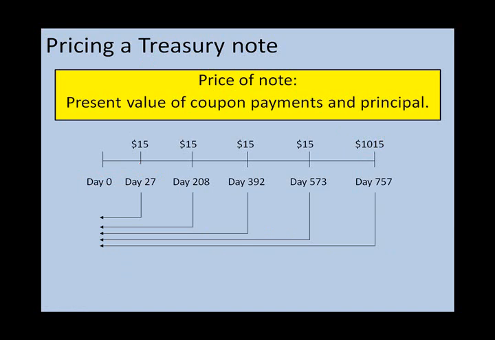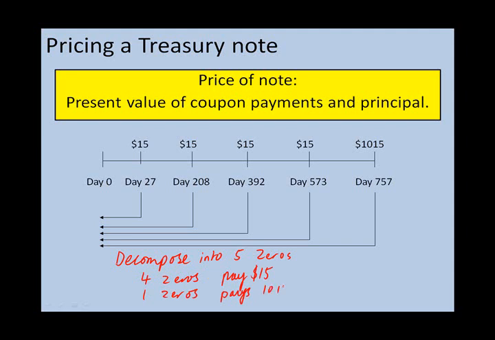So how do we price this note? Pricing the note is again in theory simple. It's the present value of all the coupon payments and the principal payment. We have to bring them back to the present day. What do we do? Well, we're going to decompose this note into 5 zeros. 4 of the zeros will pay $15. 1 of the zeros pays $1,015. All we've got to do is find out the price of the zeros, and then we will have the price of the note.